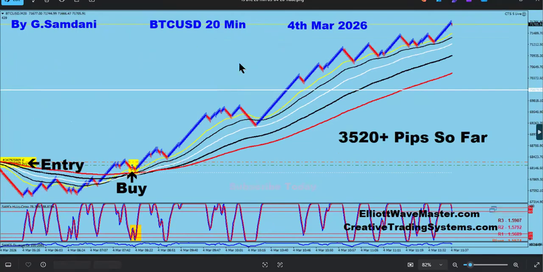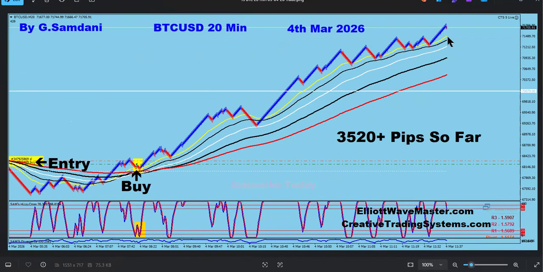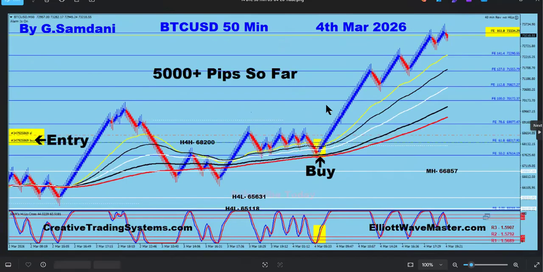Now, this is a Bitcoin. Again, it made the turn and then started to go to the upside. And this is what it is. Buy orders right there. And again, you see the Bitcoin from higher time frames.